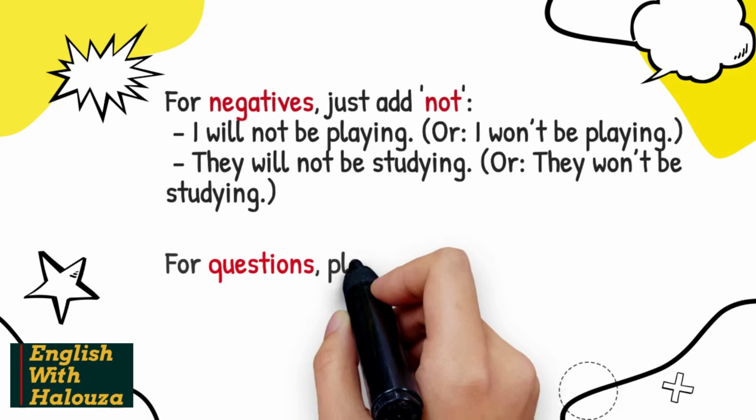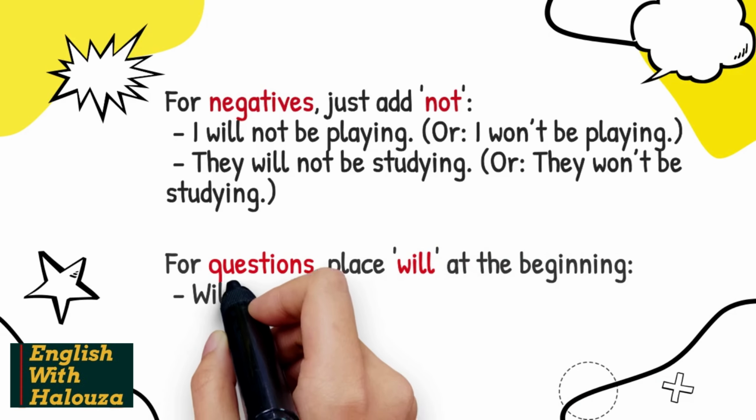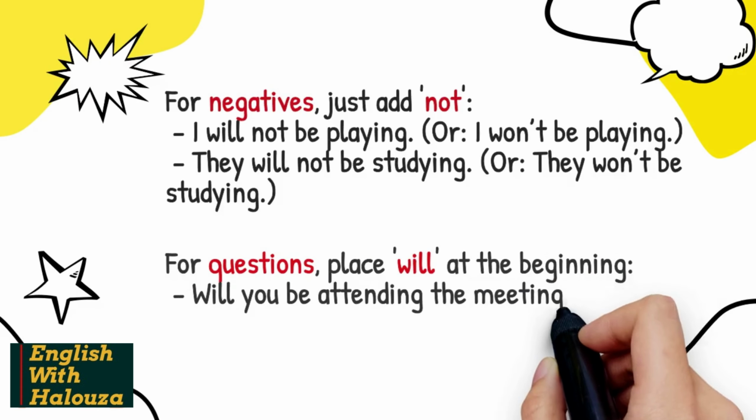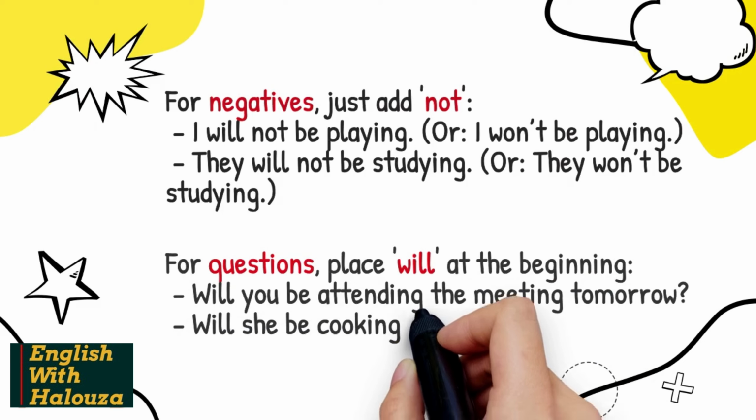For questions, place will at the beginning. For example, will you be attending the meeting tomorrow? Will she be cooking dinner tonight?